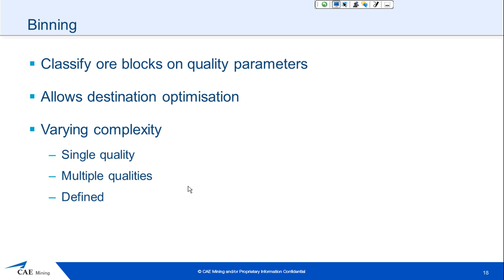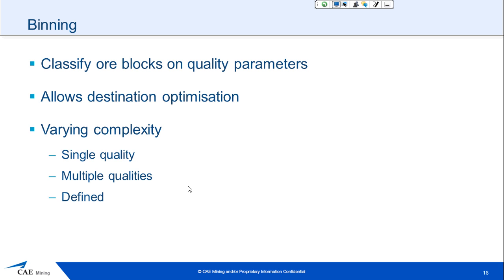Another important feature of MAO is we're able to set up binning. So your ore blocks, as they used to be just in our schedule blocks, now they will be separated or classified based on some ore categories. We can have it very simple, based on a single quality, specify 10 bins, or we can have multiple qualities, and the system will generate bins from those. Or if we have very specific needs, we can define the bins ourselves.